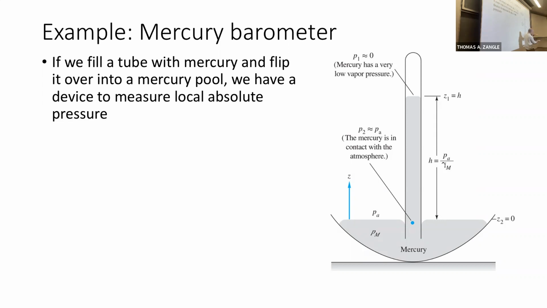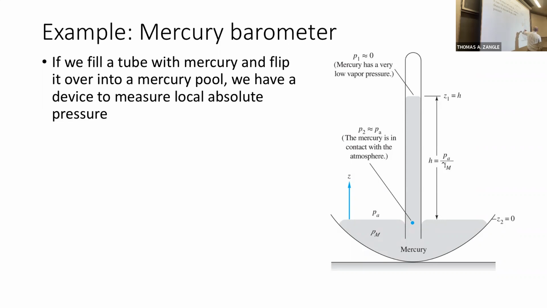So we take a tube, filled entirely with mercury in our minds only, and we flip it over into a pool of liquid mercury. Then what will happen is, we'll end up with something like this, where we actually have some evacuated space up top.